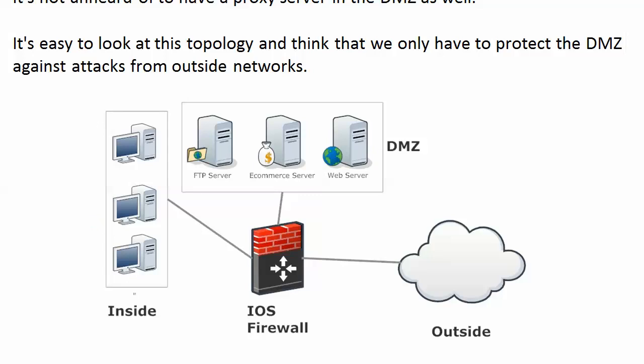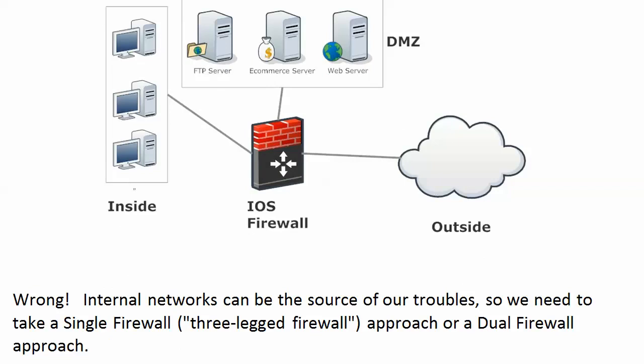Now it's easy to look at this and say, well, the only thing we really have to worry about are attacks from the outside. But that's simply not true. We do have to guard against threats from the inside of our network as well. It's just the way of the world. You can also see why this would be called a perimeter network. It's kind of out on the perimeter of everything, near the outside. So we do have to be concerned with those attacks from the inside.